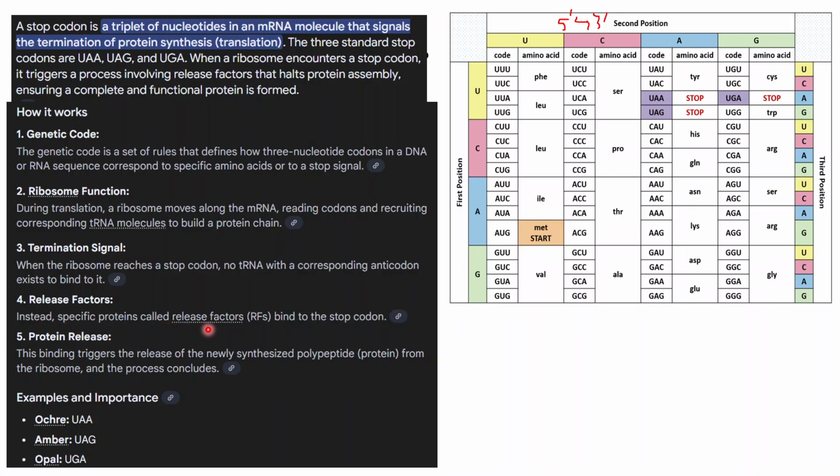Instead, specific proteins called release factors bind to the stop codon. Protein release: this binding triggers the release of the newly synthesized polypeptide or protein from the ribosome, and the process concludes. Examples and importance: the UAA, UAG and UGA. UAA is also known as ochre, UAG is known as amber, and UGA is known as opal. Okay, so these are the names of these particular stop codons.